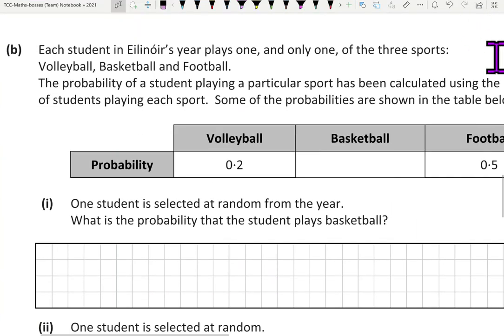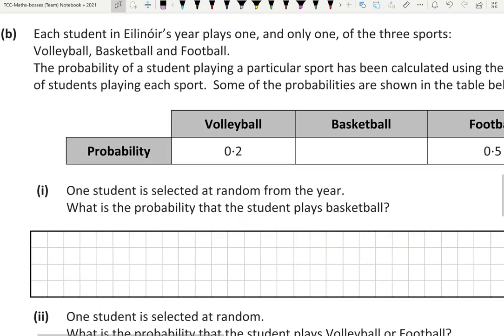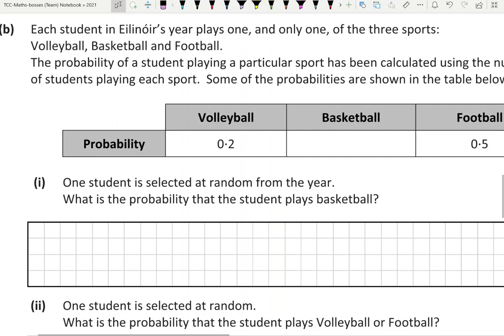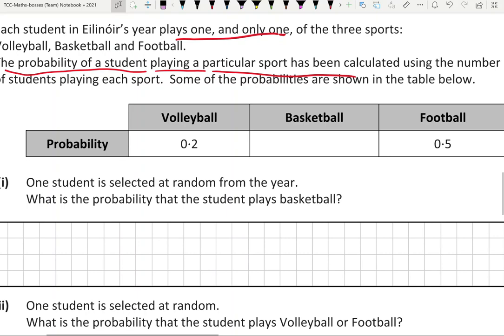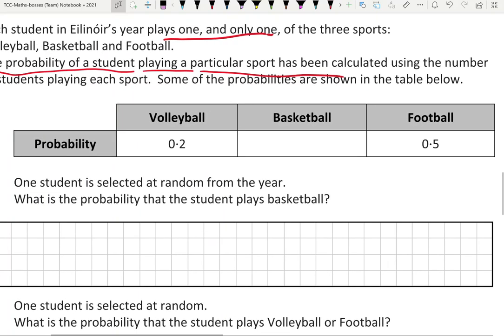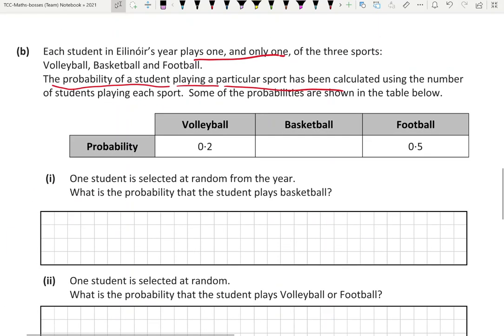Okay, so we're going to read the question carefully for understanding to see what's known and what's needed. Each student in Eleanor's year plays one and only one of the three sports: volleyball, basketball, and football. The probability of a student playing a particular sport has been calculated using the number of students playing each sport. Some of the probabilities are shown in the table below. So remember, each student plays one and only one. So that means these three numbers should add up to 1.